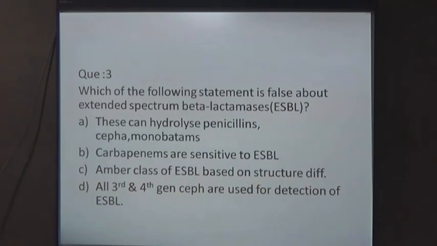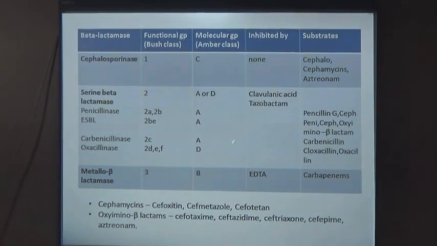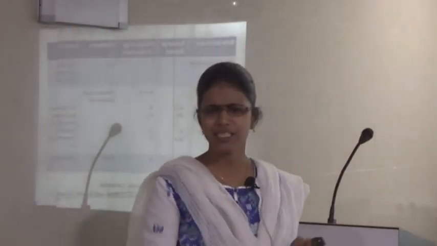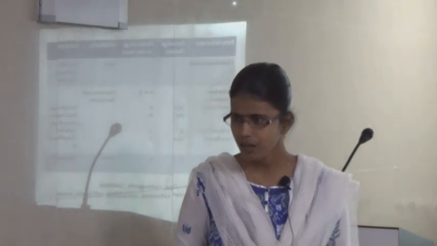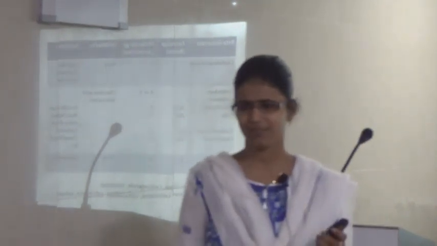First, let me be clear about what beta-lactamase is. This is the classification of beta-lactamase. The functional group is based on the Bush classification, and the molecular or structural classification is based on the Ambler classification. It is inhibited by drugs. What are the drugs among beta-lactamase inhibitors? Clavulanic acid, tazobactam, sulbactam.